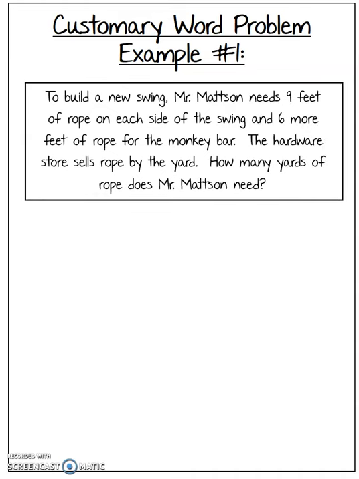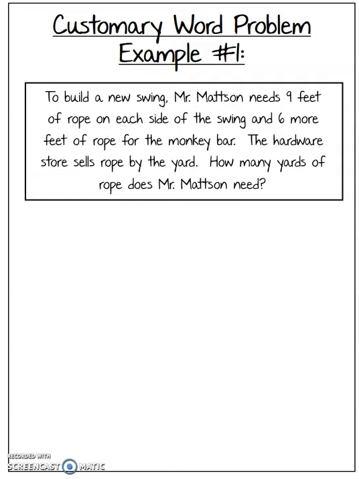So let's take a look at the first example. The story problem reads, to build a new swing, Mr. Matson needs 9 feet of rope on each side of the swing and 6 more feet of rope for the monkey bar. The hardware store sells rope by the yard. How many yards of rope does Mr. Matson need?